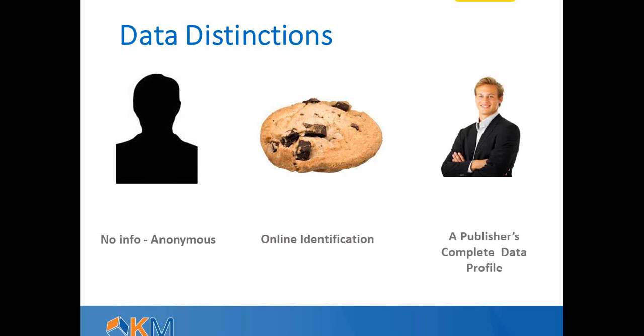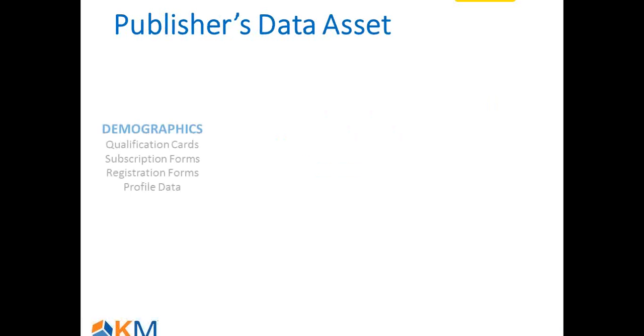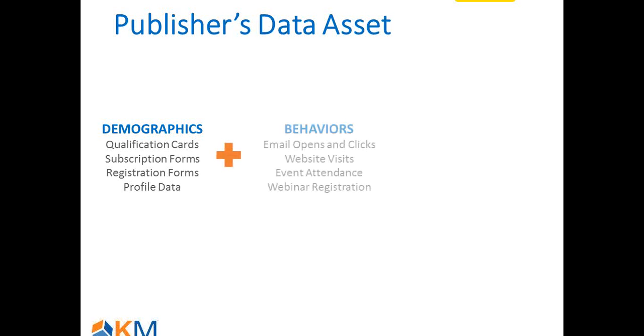But really, what you have as an asset as a publisher is what we call a complete data profile, the real rich amount of information that you have that is complete on everybody within your audience across all your products and brands. And let me show you what that means. So again, all these online sources have nothing on you. You've got demographic data you've collected over many years from qualification cards and subscription forms and reg forms, all of this rich information. Now you start to have behavioral stuff.